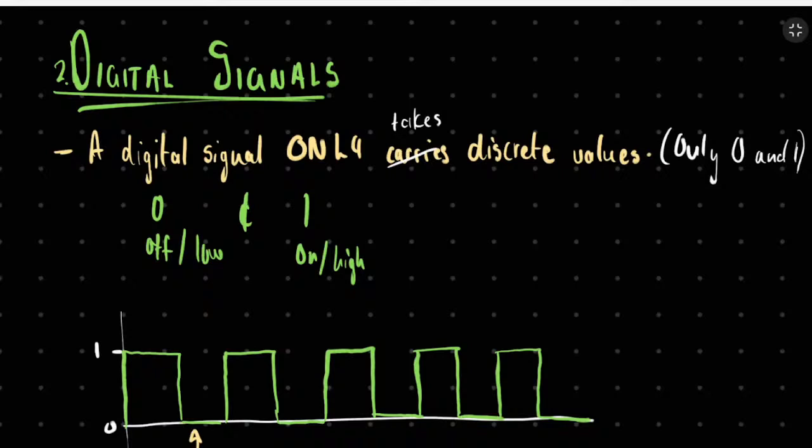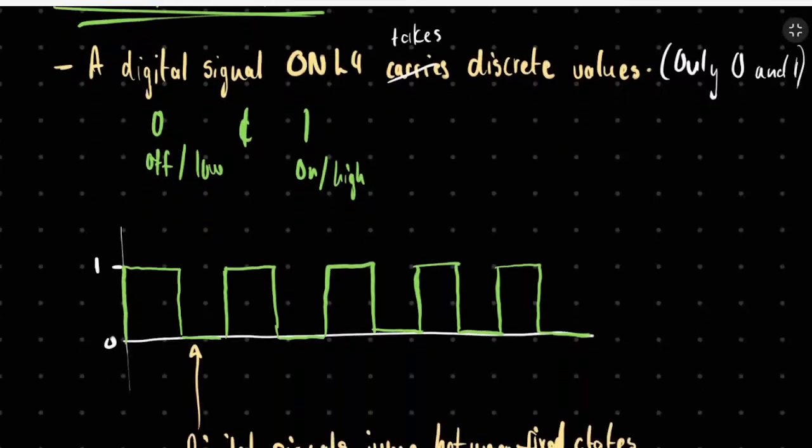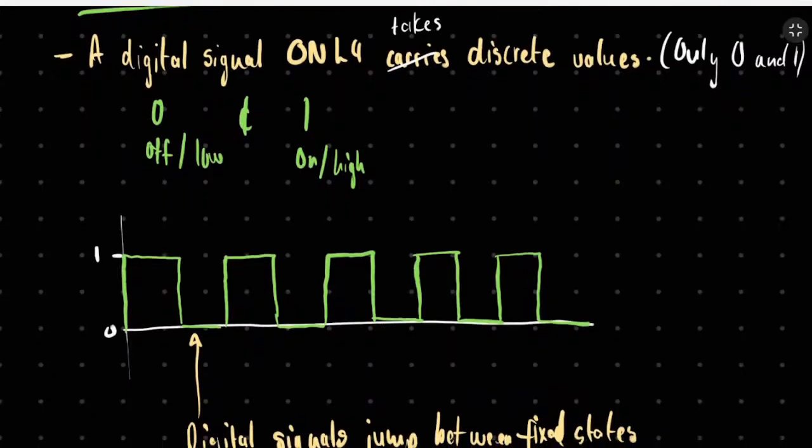This is a digital signal. A digital signal is just one which is going to vary between 0 and 1. Don't forget to say it. It will be either on or off. That's a digital signal.